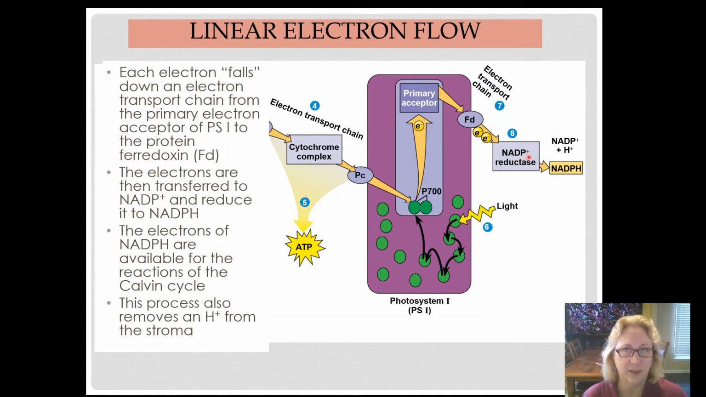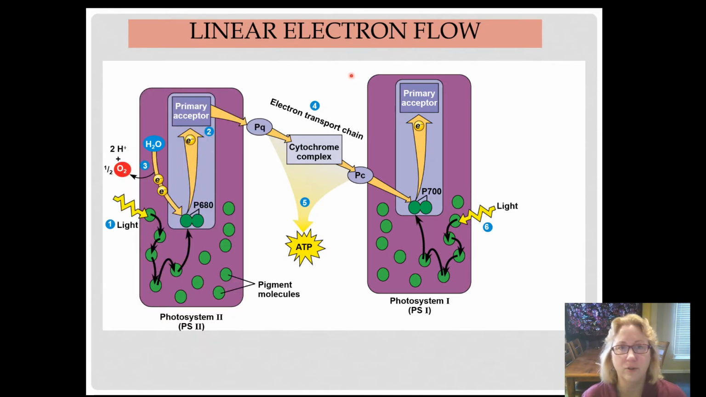Now, if there are more electrons available than can reduce NADP+, because there's a limited amount of NADP+ in the cell, so if there's not enough of this around, the electrons can also flow the other way. Okay, I'll show you that in a second.